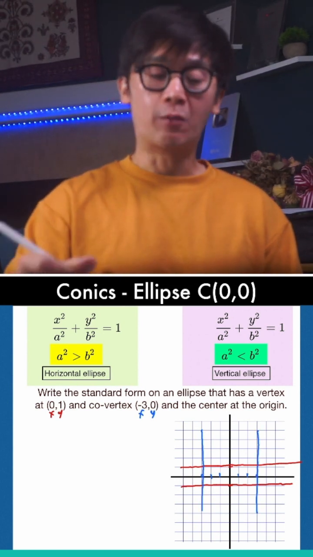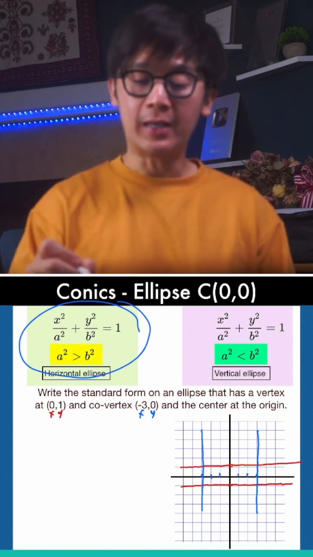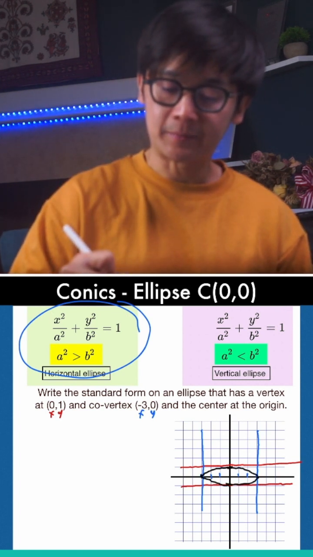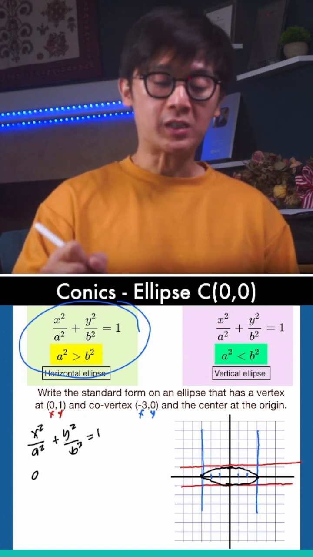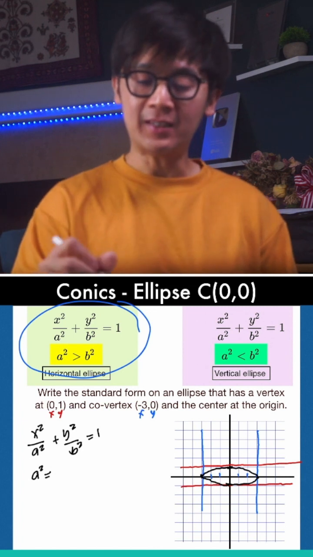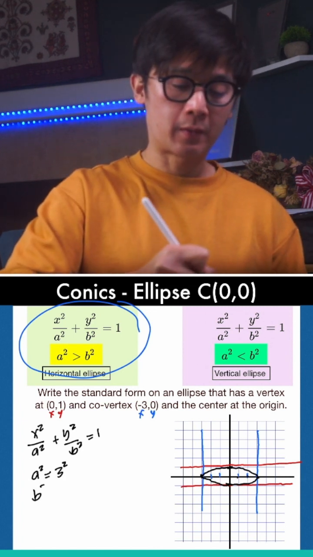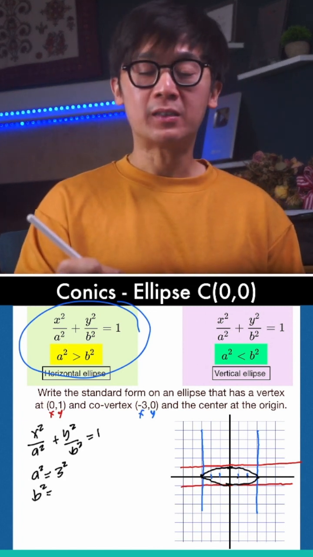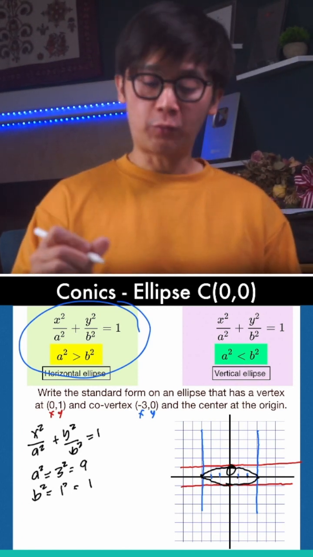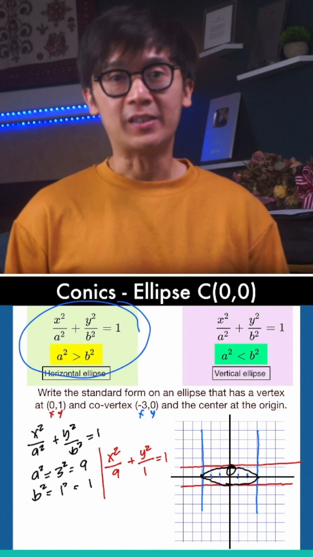So we know that our ellipse is a horizontal ellipse at pag nag-sketch tayo ng ellipse, it will look something like this. Sa pagkuha ng ating equation, a squared will be the distance of our x-axis. X-axis is 1, 2, 3 units. And b squared will be the distance of our y-axis from 0, which is 1 unit. So ang equation natin would be this equation.